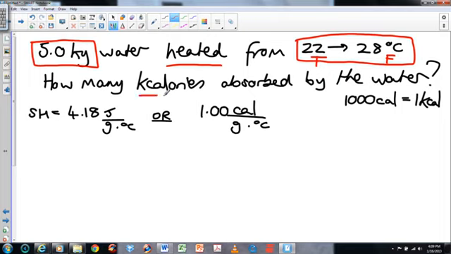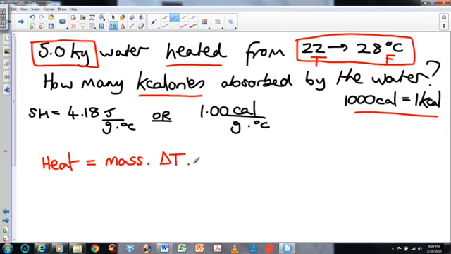Now, given that we want to figure this out in kilocalories, there's a very simple relationship between calories and kilocalories. In fact, it's right here. We don't need to worry about joules, so we're going to use this number. So we're going to write out our equation. The heat involved in the process here is equal to the mass, in this case of the water, times the temperature change that the water is involved in, times the specific heat of the water.